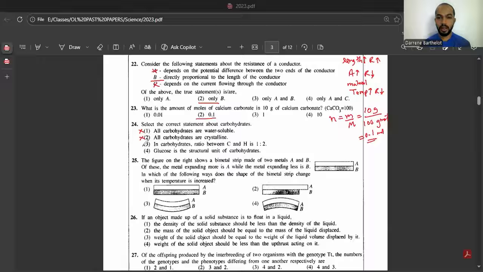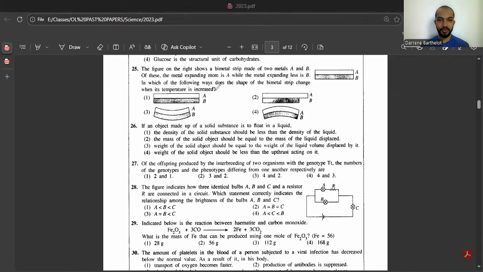Third answer. In carbohydrate the ratio between carbon and hydrogen is 1 is to... no, that's wrong. So you know CxH2O times Y. This is the common molecular formula of carbohydrate, which means here hydrogen to oxygen ratio will be 2 is to 1. So oxygen to hydrogen 1 is to 2, not carbon, so it's wrong. Fourth answer, glucose is the structural unit of carbohydrate. That's correct. So you have cellulose, starch, and glycogen as polysaccharides. If you take all the three polysaccharides, the monomer of that polysaccharide will be glucose. Answer will be answer number 4.